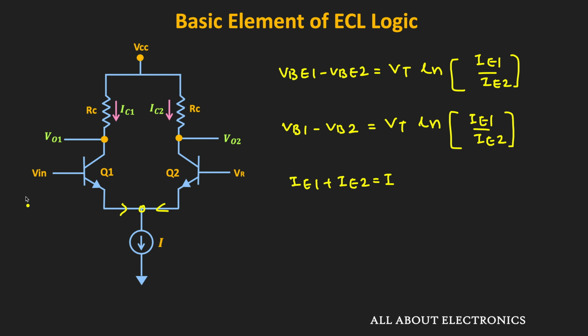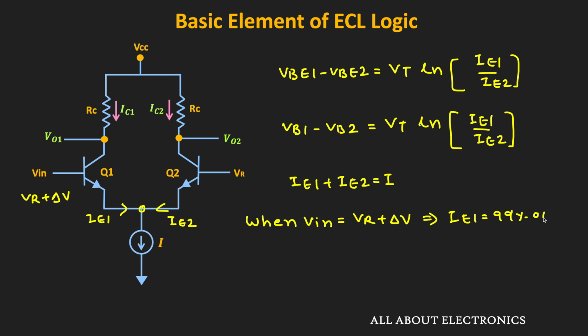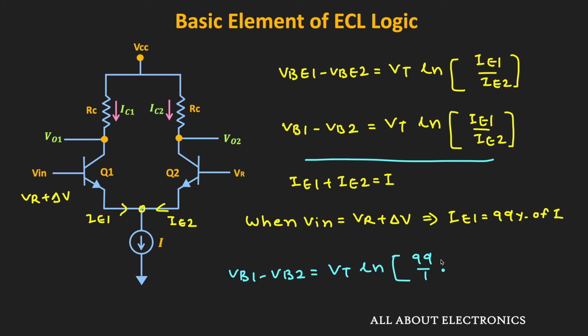Let's say when Vin is equal to VR plus delta V, at that time this current I1 is 99% of I, and of course at that time I2 will be equal to 1% of I. So when Vin is equal to VR plus delta V, IE1 is equal to 99% of I. At that time, we can write this expression as VB1 minus VB2 equal to VT times the natural log of 99 divided by 1.